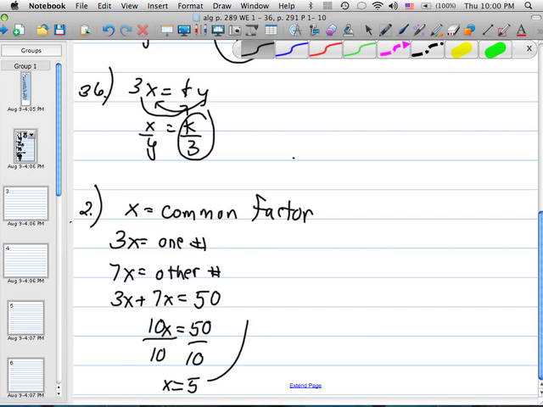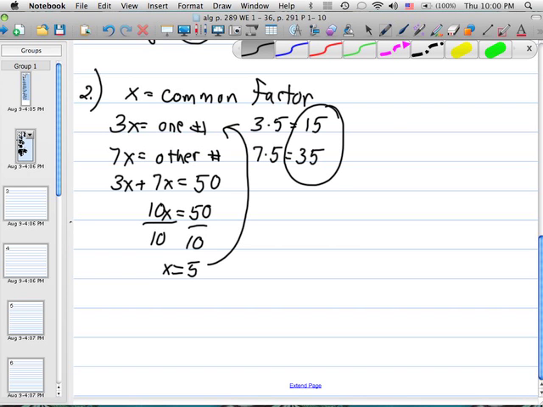So the first number is 3 times 5, which is 15. And the second number is 7 times 5, which is 35. So it's 15 and 35. And they add up to 50.